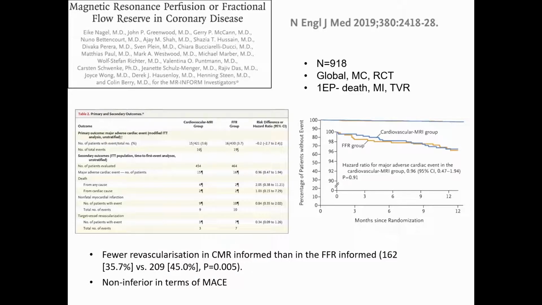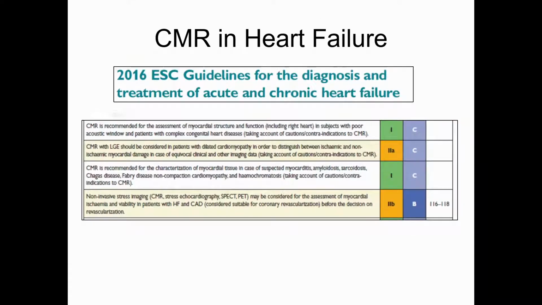But what it did interestingly show is that if you use CMR to guide revascularization rather than an invasive strategy, you obviously did fewer angiograms, but you did less revascularization as well. And there was no penalty for doing less revascularization in terms of clinical outcomes. So again, perhaps a non-invasive strategy is better even than what we consider to be the gold standard of an FFR evaluation. Let's turn to the heart failure guidelines.